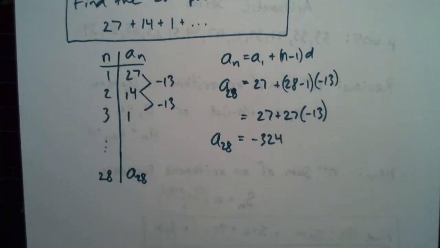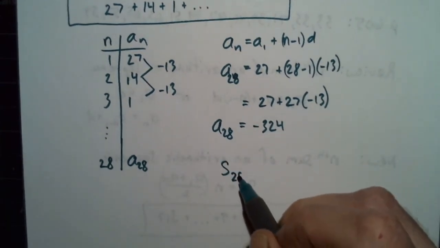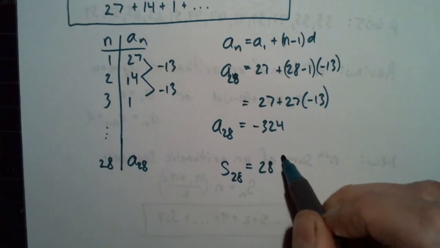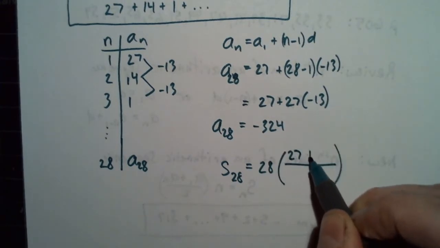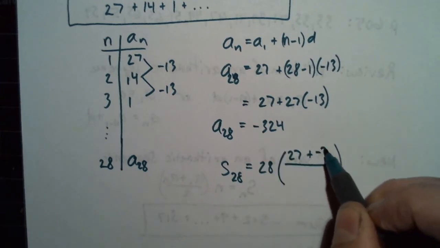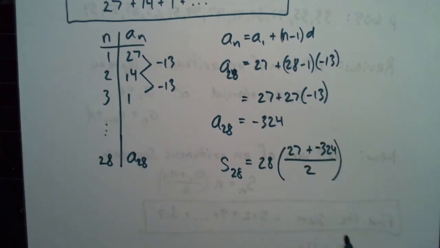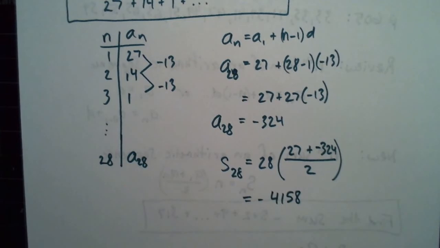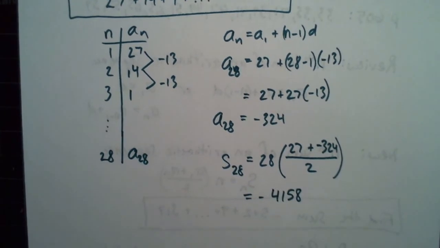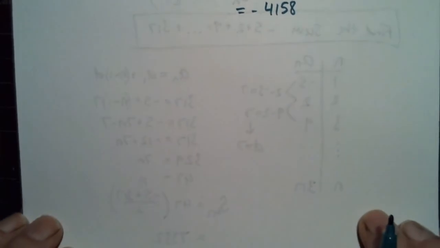Now we can use the sum formula. We want the 28th partial sum. So that's going to be the first term plus the last term divided by 2. And we get that. Okay, so those were similar procedures.